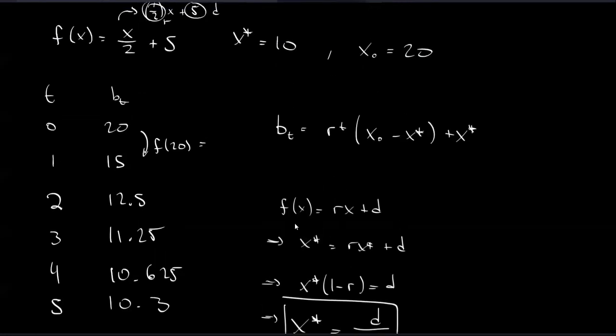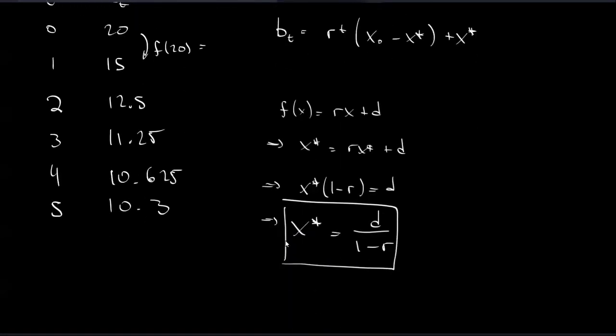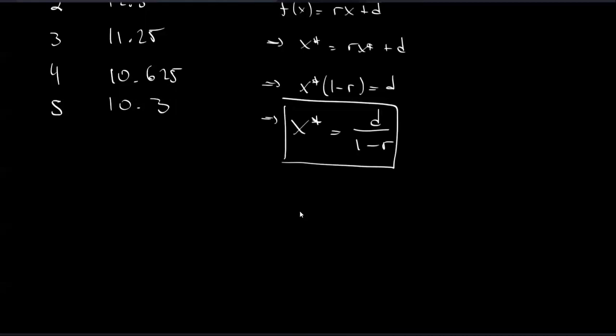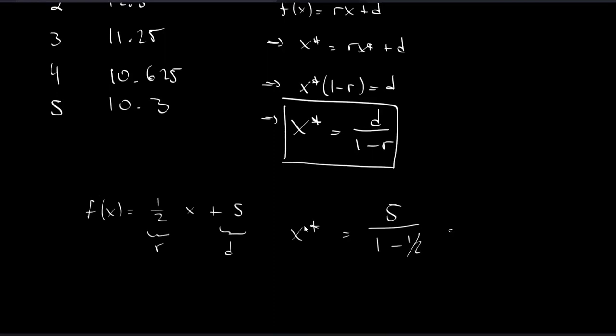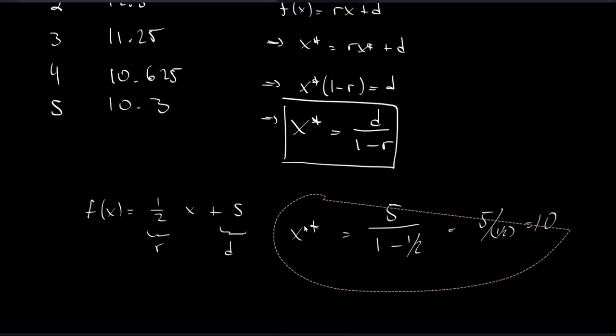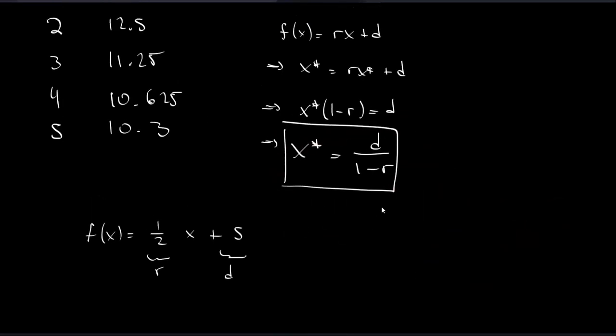And that should make sense if we wanted to apply this equation to our current system. Our current system has updating function f of x is 1/2, so that's our r, x plus 5, that's our d. So our equilibrium x star is 5 over 1 minus 1/2, so that's over 1/2. 5 over 1/2 is just 10. So it all works out. This is just the more general abstract way of writing it.